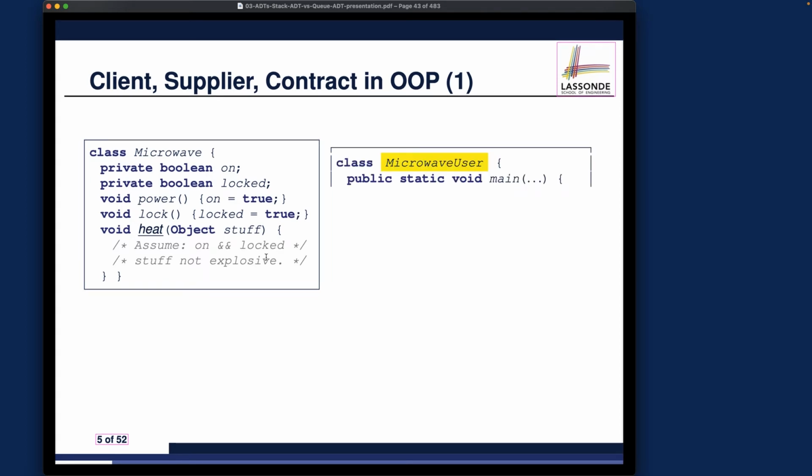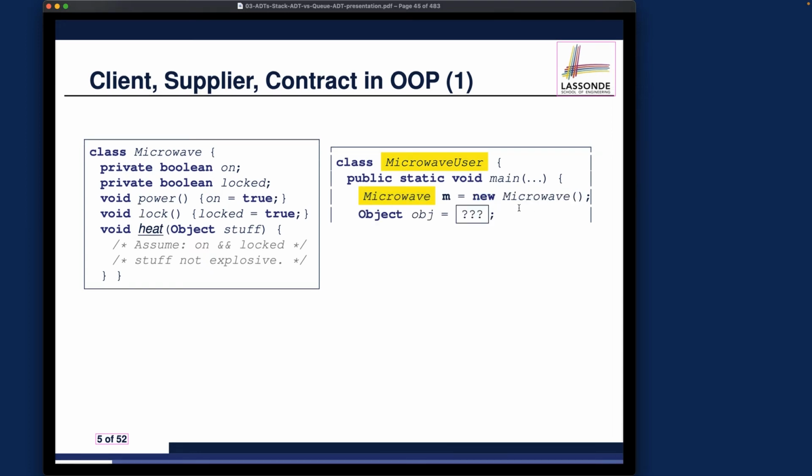Let's talk about the other class. We call that microwave user over here. And we simply got a main method just for console application. We're going to first of all declare some object m of type microwave. And then we just create a new microwave object over here. And then let's get prepared about the stuff that we want to heat up. So we just say objects. Here on the right hand side, I simply say question mark over here. That means we don't really know what it is. Let's say it's up to the clients, or up to this particular microwave user, to set it up.